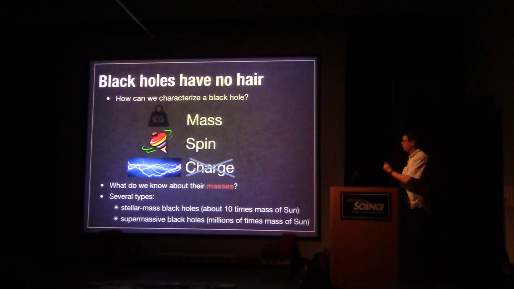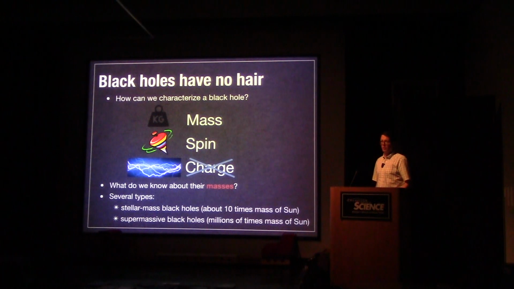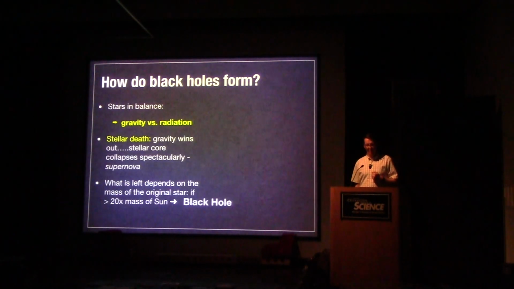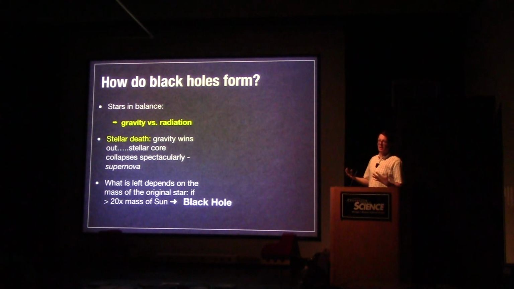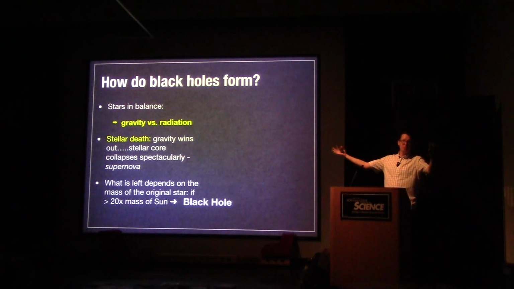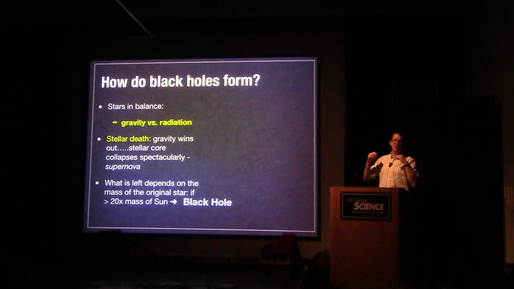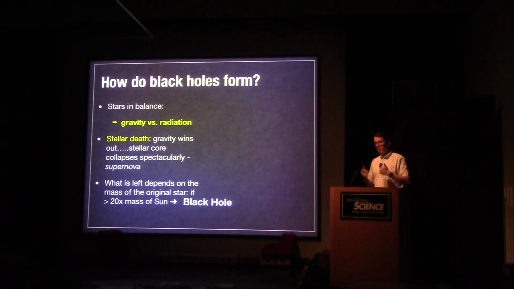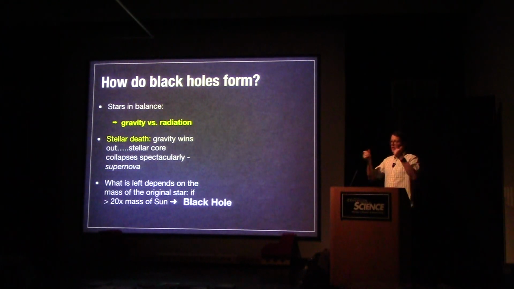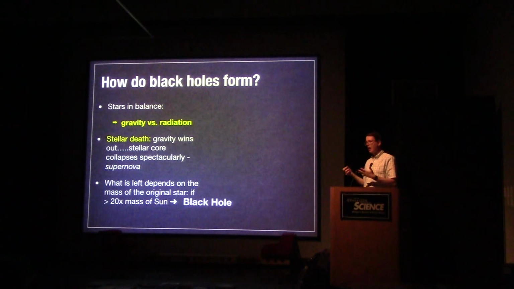So how do we form black holes? How do we get such extreme objects in the universe? Well, stars are objects that are in balance. They have the force of gravity pulling the material in, but they also emit light, and that light gives a radiation pressure pushing outwards. So a star like our sun is always sitting in balance, where gravity is balancing radiation.